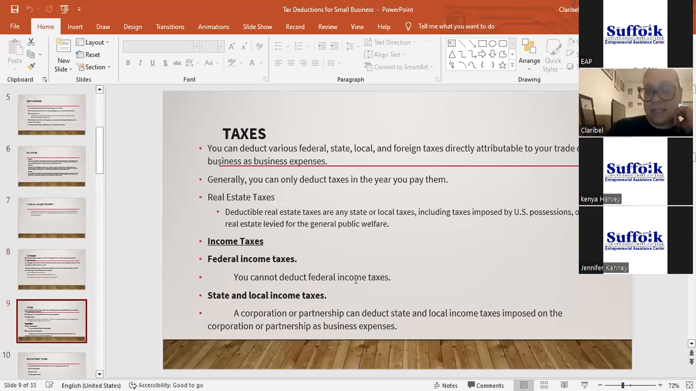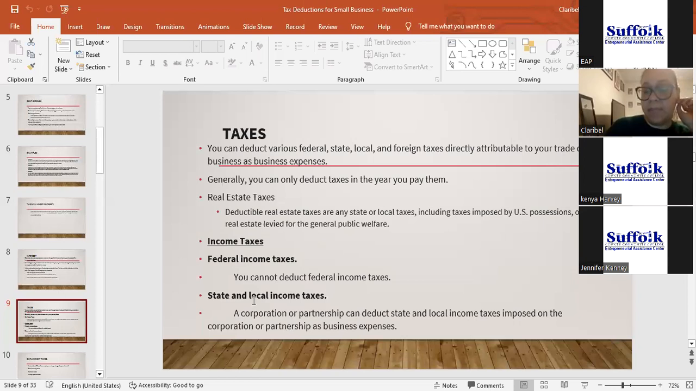So any taxes that you paid to government agencies you can expense and deduct. You can deduct various federal, state, local, and foreign taxes directly attributable to your trade or business as a business expense. Generally, you can only deduct taxes in the year you pay them. Real estate taxes are deductible. Real estate taxes are any state or local taxes, including taxes imposed by a U.S. possession, on real estate levied for the general public welfare. Federal income taxes are not deductible, so you cannot deduct them.